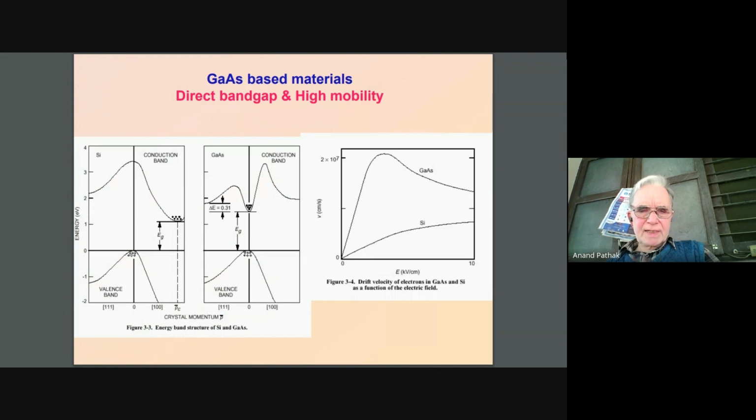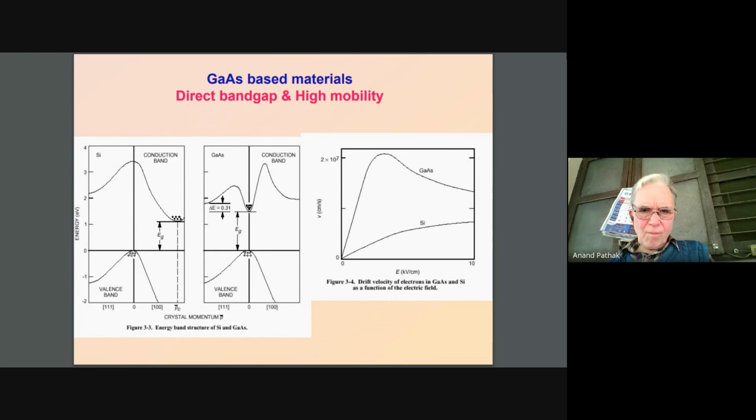So to understand the material, let's talk about gallium arsenide, a direct band gap material, and silicon, an indirect band gap material. Here you can see the conduction band minimum is not exactly at the top of the valence band in silicon, but in gallium arsenide it is. So gallium arsenide is direct band gap, and that's why in gallium arsenide we can do much more.